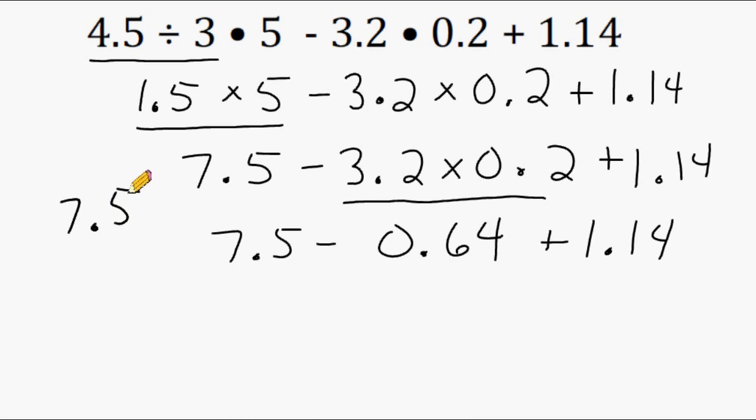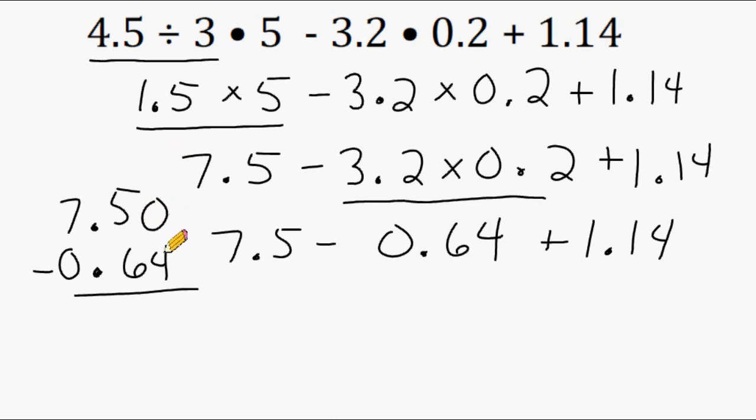So let's write 7.5 right here. But for 0.64, I'm going to write a decimal right under this decimal because when you subtract with decimals, they must be lined up. So the 0 goes here, and the 64 goes here. And let me write a subtraction sign here. And if you have any blank spaces, you can just fill those with zeros.